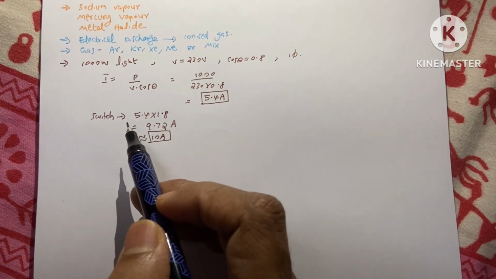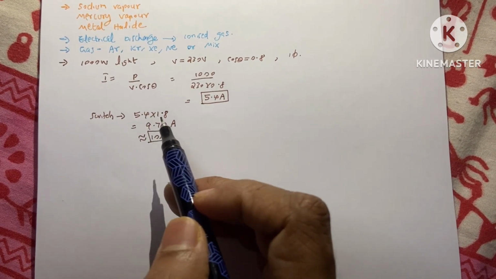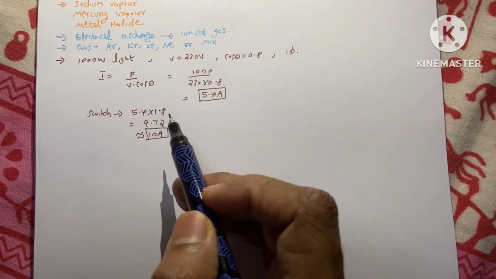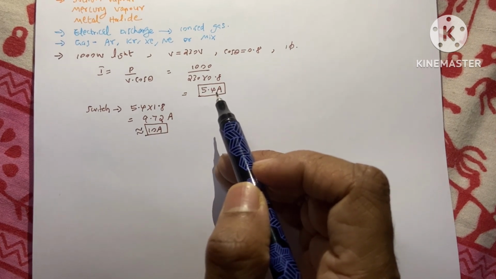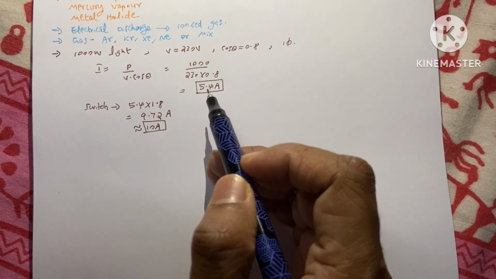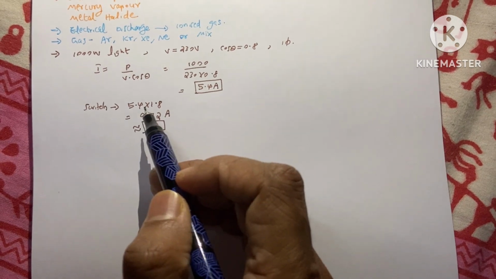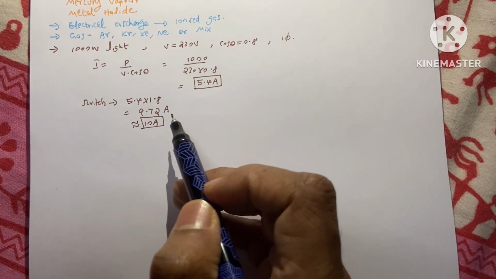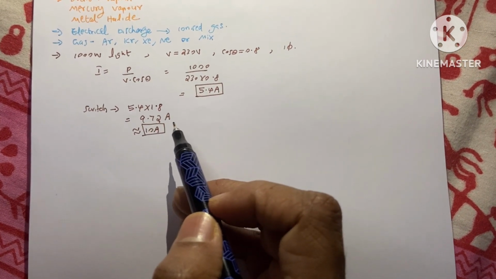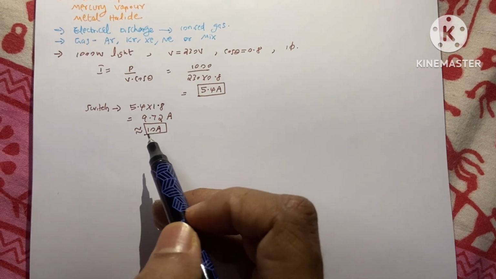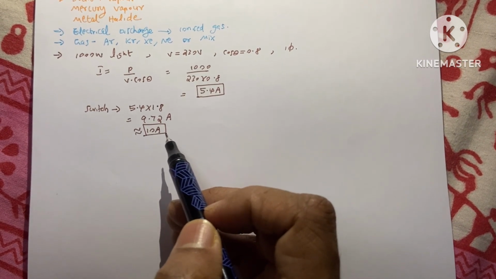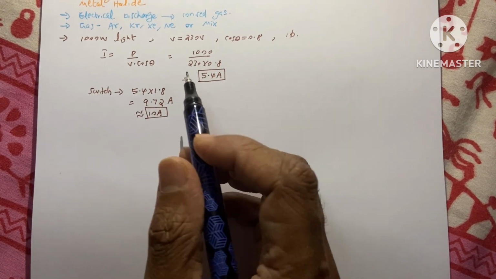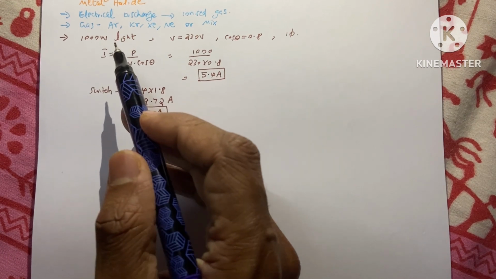Now our switch rating. Normally for the discharge light we assume the circuit current as 1.8 times the normal current. That means our normal calculated current of 5.4 ampere multiplied by 1.8 gives 9.72 ampere. A 9.72 ampere switch is not available, so we take a switch of rating 10 ampere. So from the market we can buy a 10 ampere switch for our discharge light of 1000 watt.